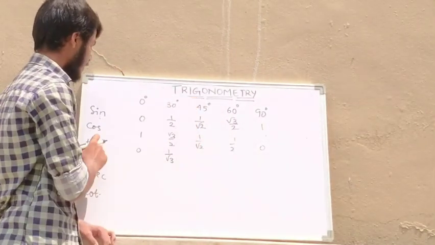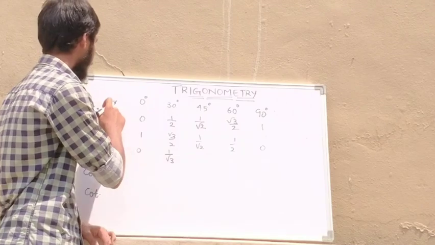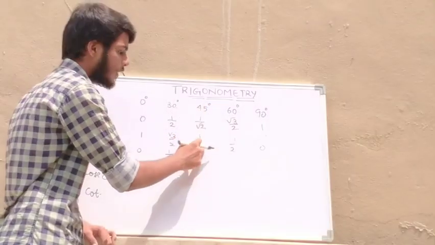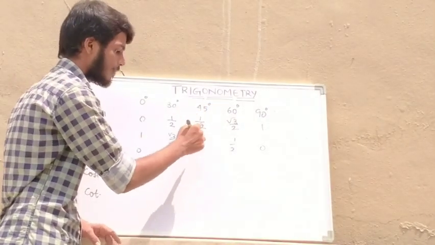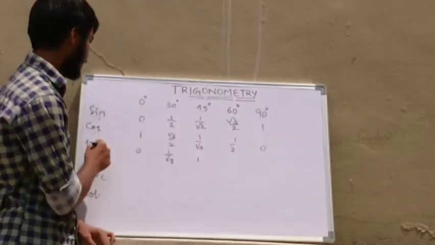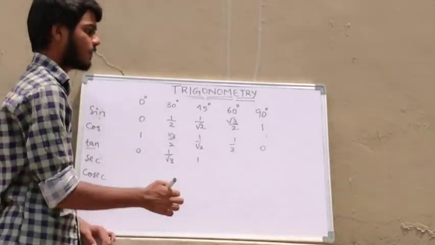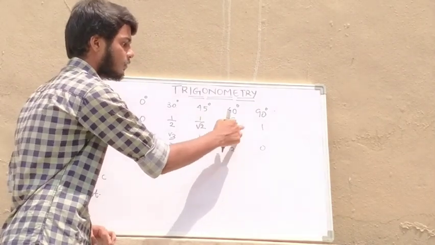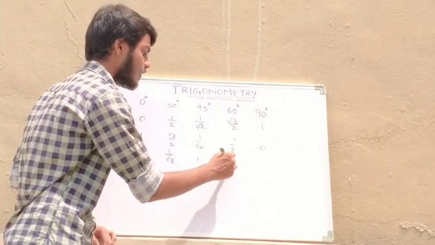Similarly, tan 45 equal to sin 45 by cos 45. 1 by root 2 by 1 by root 2. Root 2 gets cancelled. 1 by 1, it is 1. Next, tan 60. Root 3 by 2 by 1 by 2. 2 gets cancelled. Root 3 by 1 itself. Root 3.